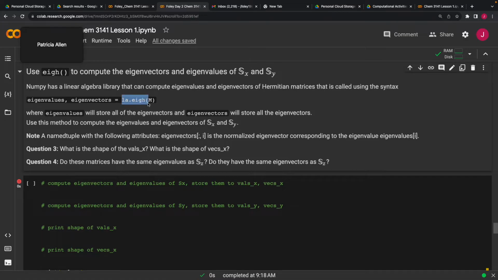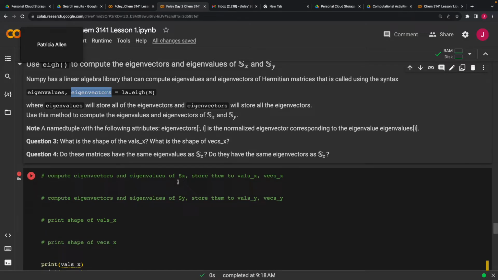NumPy has this sublibrary called linalg, and we have already imported that. Remember, we did from numpy import linalg as LA, and one of the functions in the linalg package is called eigh. eigh will take a matrix and return two different NumPy arrays: a NumPy array of its eigenvalues, and a NumPy array of its eigenvectors.